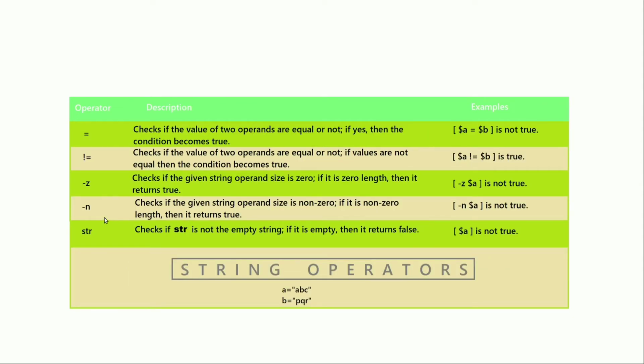Then string operators. These operators are required for string concatenation, finding a substring, checking whether a string is a palindrome, and so on. So this is equal to, this is not equal to. Dash z is to check if the given string operand size is 0. Dash n is for non-zero. Str is to check if str is not the empty string.